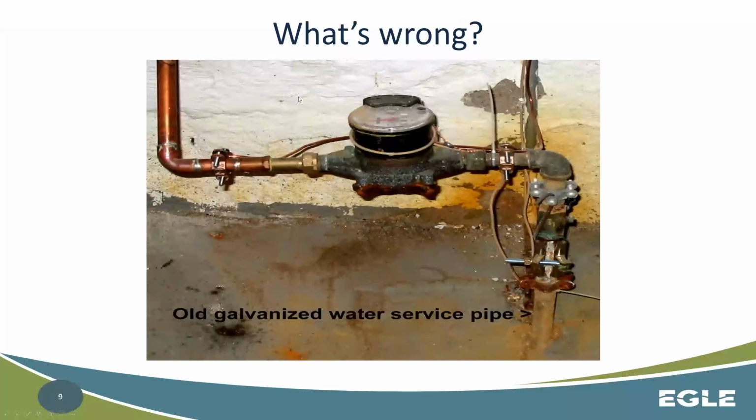So if you needed to be able to work on this meter, you'd have to shut the entire service off on both sides. You'd have to figure out how to shut things down on the homeowner side, and you'd have to shut down the curb stop on the municipality side or the city side.